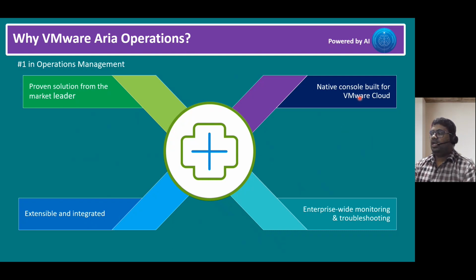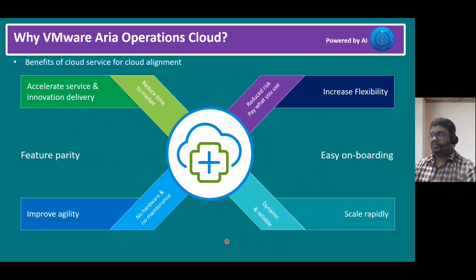Okay, and it has a native console built for VMware Cloud, and also enterprise-wide monitoring and troubleshooting. Even troubleshooting is pretty simple when you are using VMware Aria Operations in our customers' premises. Now let's talk about another point. Why VMware Aria Operations Cloud? This is also the same as Operations on premises. This is a cloud environment.